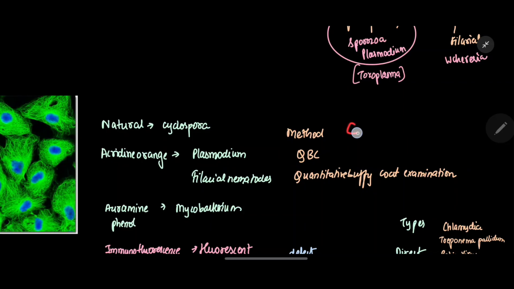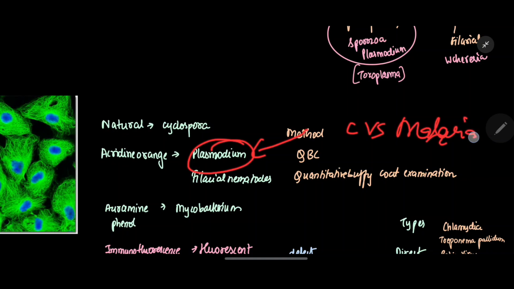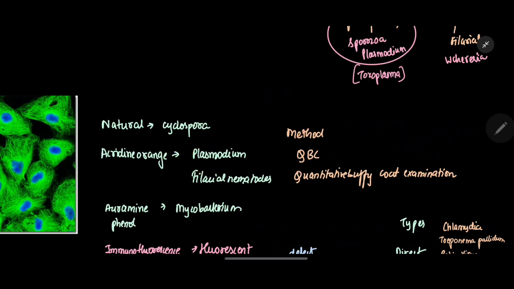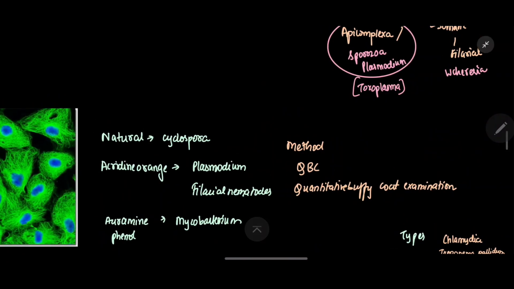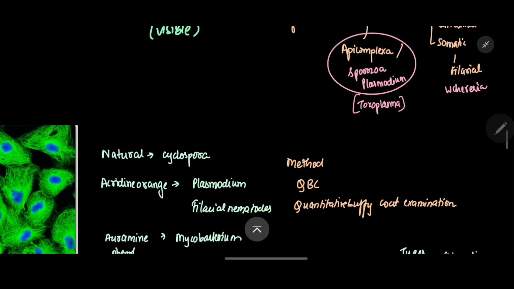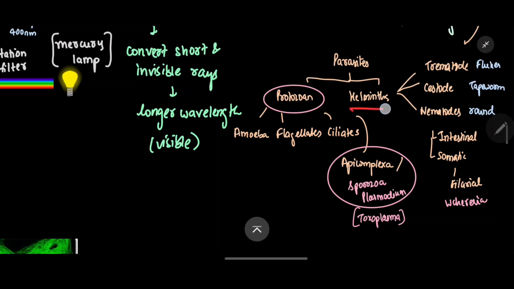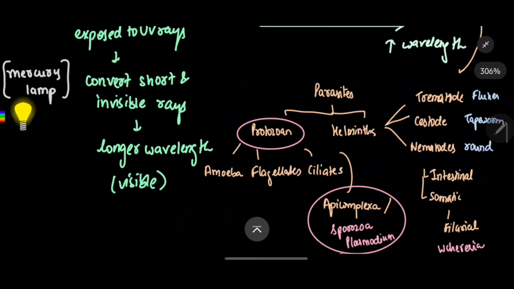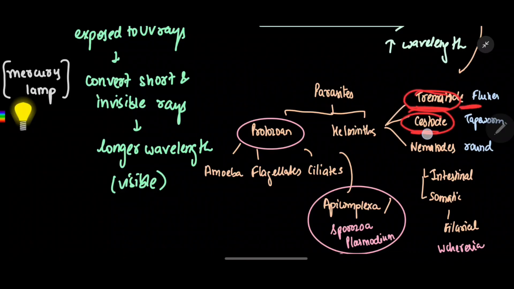When we move to chapters like CVS, we'll study Plasmodium. Plasmodium vivax causes malaria, right? So when we talk about malaria lab diagnosis, we'll look at this quantitative buffy coat examination in detail. The other organism that uses acridine orange as a dye is filarial nematodes. Now what are filariae, what are nematodes? They come under helminths. Helminths can be platyhelminths and nemathelminths. Your platyhelminths are your trematodes and cestodes. Trematodes are flukeworms, cestodes are tapeworms, and nematodes are roundworms.